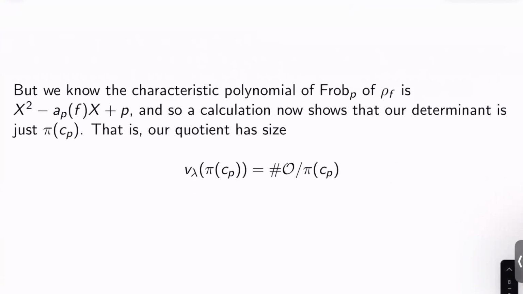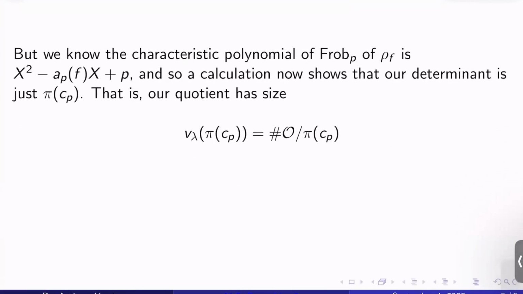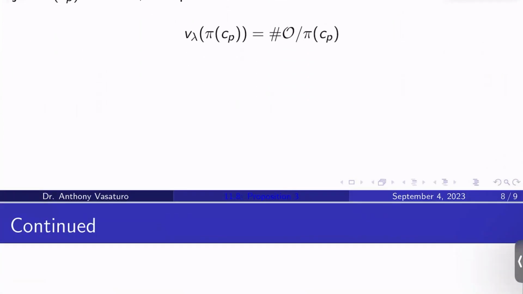Okay. But the point is, this is just now a calculation, right? You know the characteristic polynomial of Frobenius at P of rho F. It's just x squared minus a_P F x plus P. And so you can just calculate the valuation of 1 minus Frob P inverse. And lo and behold, you get pi of CP. Okay, so our quotient then has to be the valuation of pi of CP. But that's just by definition the length of O mod pi of CP, which is exactly what the proposition is claiming, right? Okay. Now that only works when P is not in L.